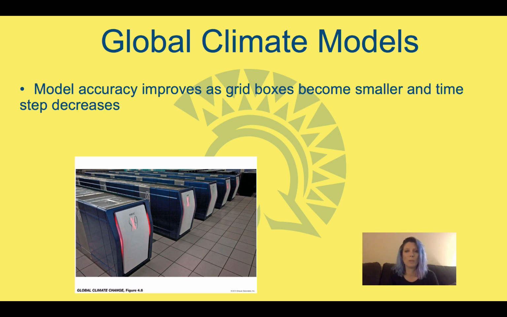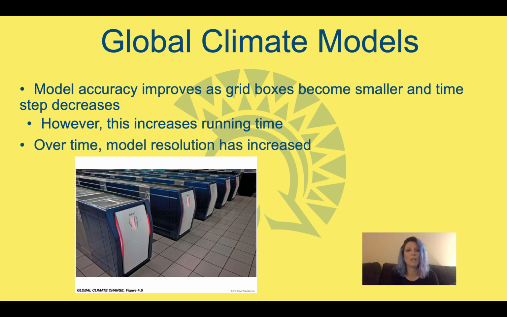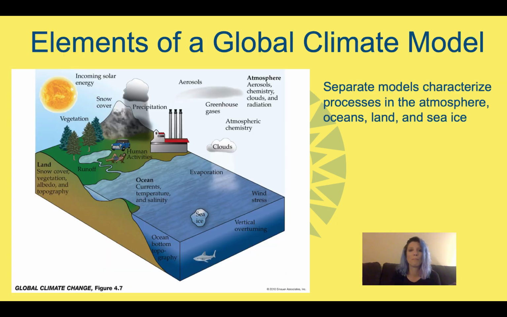The model accuracy improves as grid boxes become smaller, so when the resolution becomes finer, and as the time step decreases. So as we look in finer time detail as well. However, this increases the running time because it has to do exponentially more equations, since it's talking about many, many, many different grids. And over time, the model resolution has increased. So we keep being able to make these grids smaller and smaller, and the time increments smaller and smaller as well.